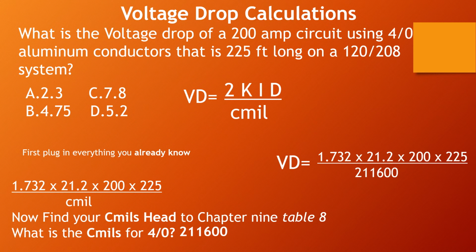We type in all the top line information, then divide that by 211,600. That gives us a voltage drop of 7.8, which is over the NEC recommendation of 5% for the entire feeder. So you're going to have to upsize your wire, probably to 250 or higher. So that's how you do the three-phase voltage drop calculations.